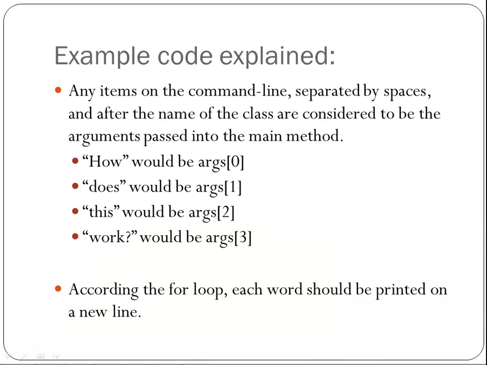We reach this output because any items on the command line separated by spaces and after the name of the class are considered to be the arguments passed into the main method. How would be the argument at element 0, does would be args at element 1, this would be at element 2, and work with a question mark would be at args 3. According to the for loop, each word should be printed out on a new line.